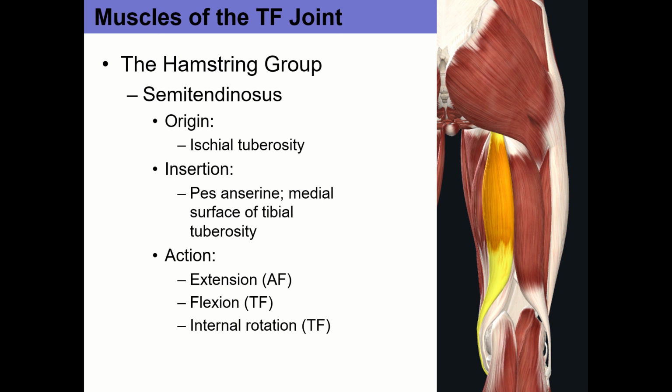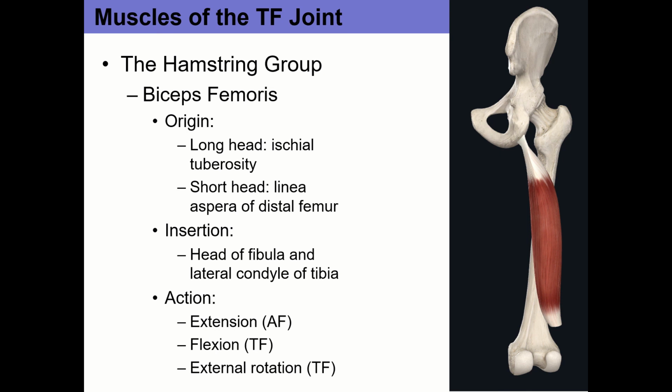And then the lateral one is biceps femoris. We talked about the short versus the long head. It inserts into the head of the fibula. Again, hip extension, flexion at the TF, and external rotation at the TF.